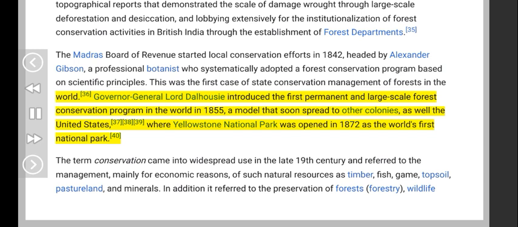Governor-General Lord Dalhousie introduced the first permanent and large-scale forest conservation program in the world in 1855, a model that soon spread to other colonies, as well as the United States, where Yellowstone National Park was opened in 1872 as the world's first national park.